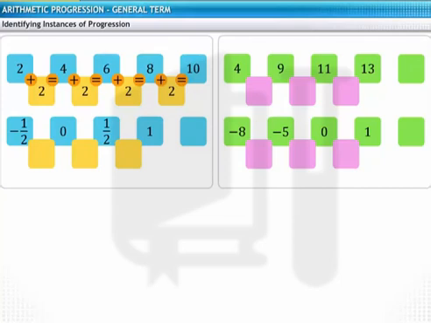Now, let us look at another sequence with fractions. -1 upon 2, 0, 1 upon 2, 1, and so on. In this sequence, the constant is 1 upon 2.